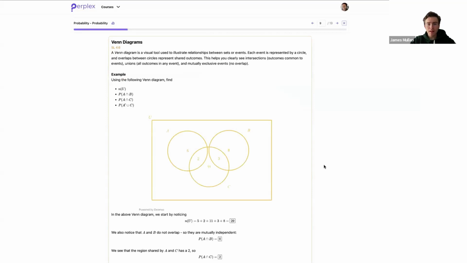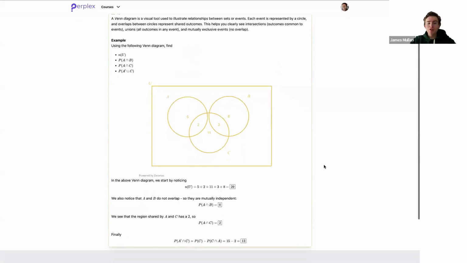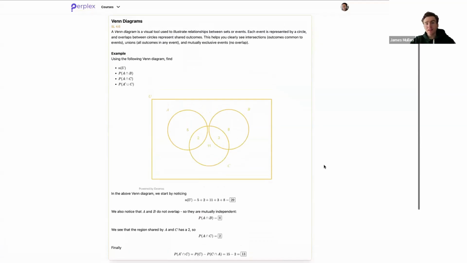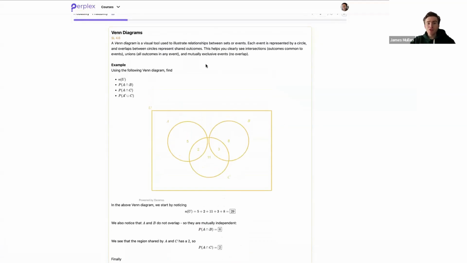All right, as promised, a bit of Venn diagrams. These could show up on exams, and they're also a good tool sometimes for solving these problems yourself. You can always make a sketch. Basically, it's a visual tool for representing the relationships between sets or events. Each event is represented by a circle, and we draw a big box around all of the circles that represents the universe, the set of all possible outcomes. Okay? And this is going to help you see the intersections and the common events and unions, etc.